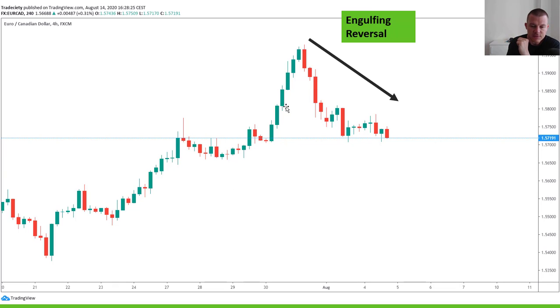Here a little bit later, after the trend has continued, we have an engulfing reversal candle pattern.